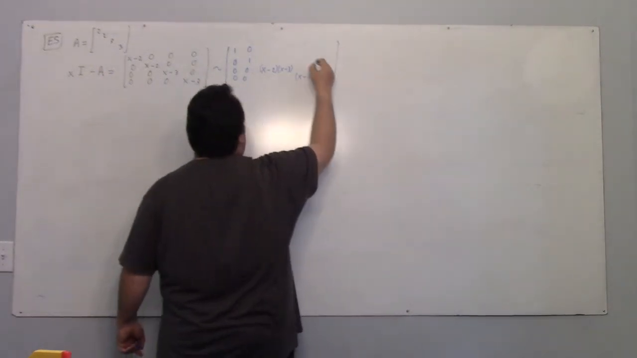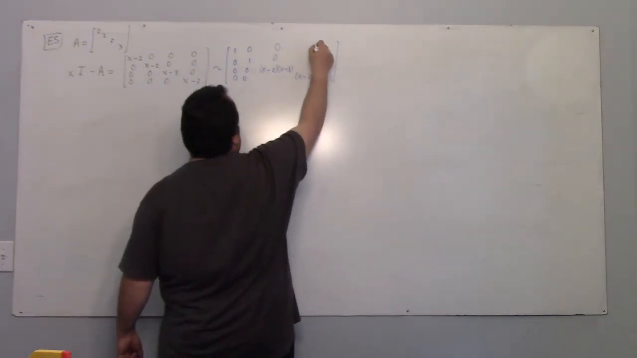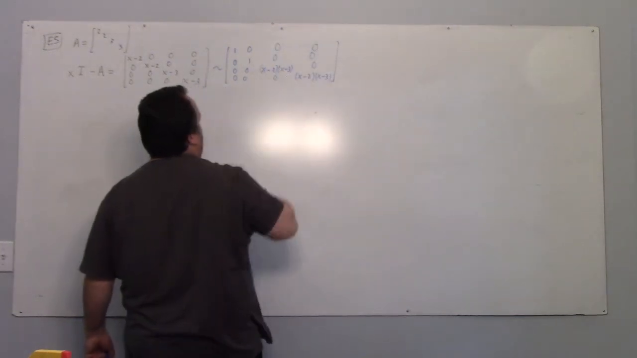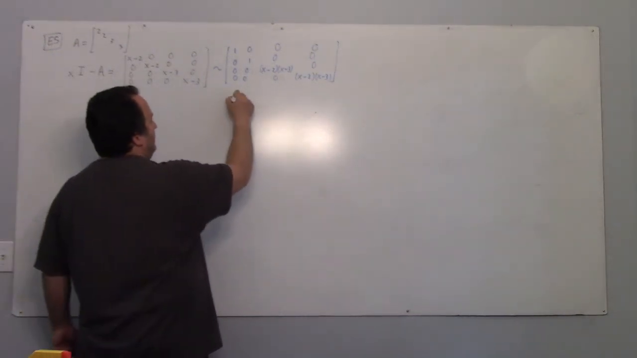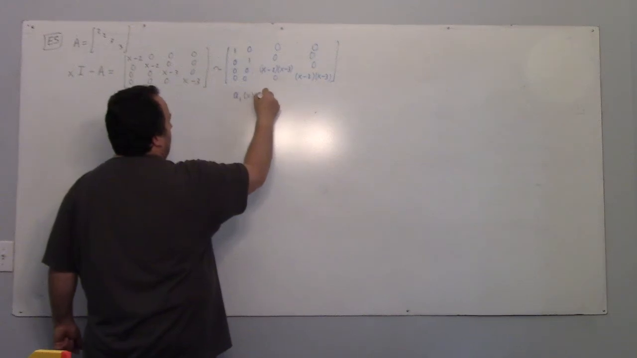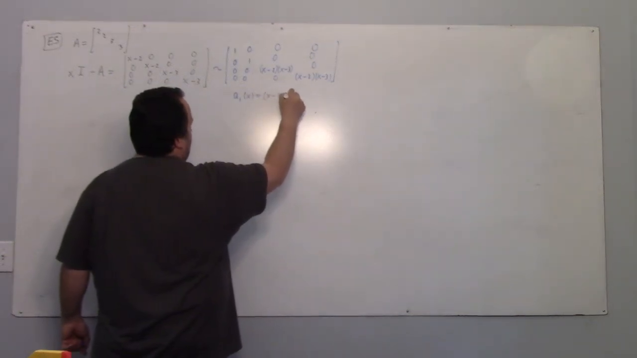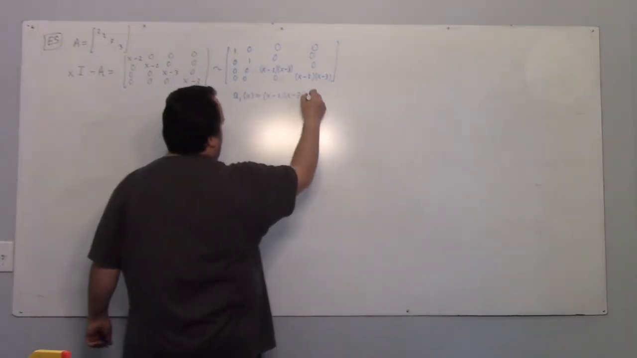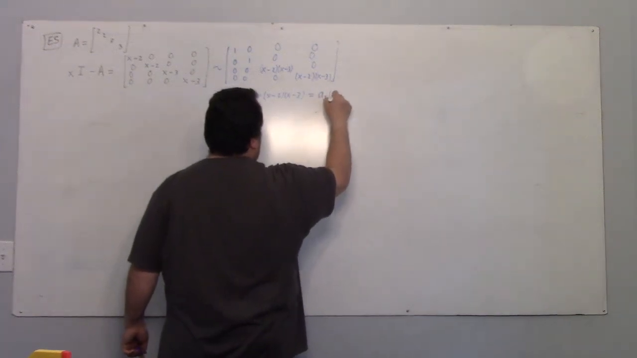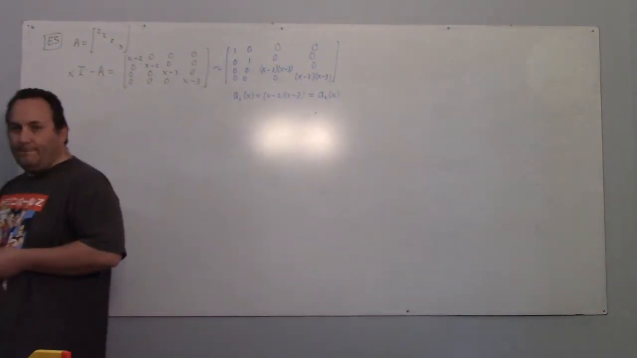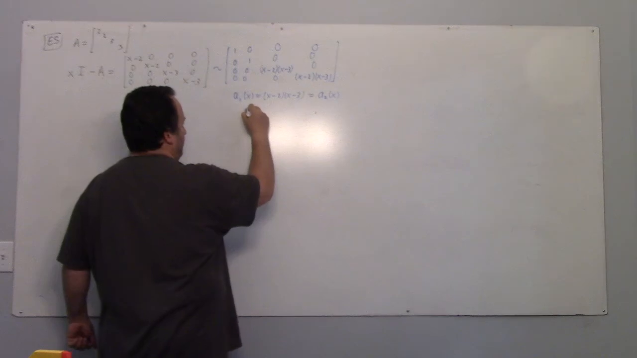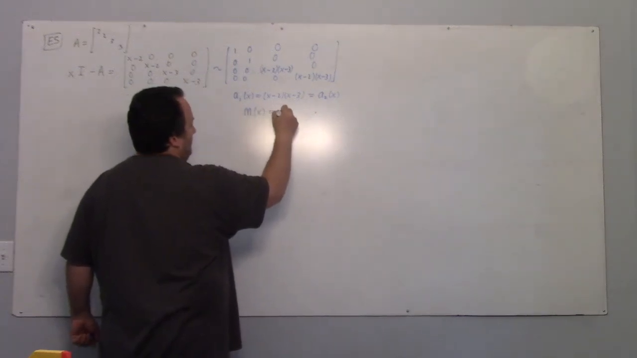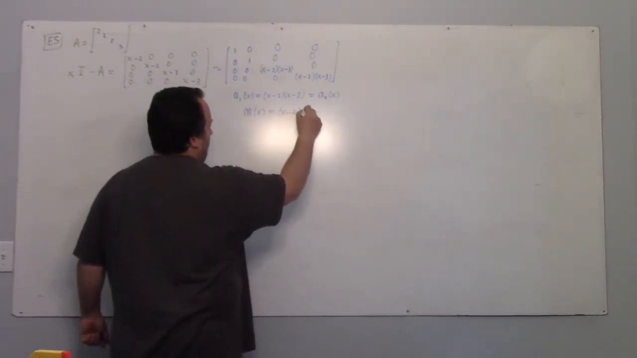And so finally we have an example. I'm not going to write all the zeros next time. So here we have a1(x) = (x - 2)(x - 3), and that is equal to a2(x), right? So here, the minimal polynomial is (x - 2) times (x - 3).